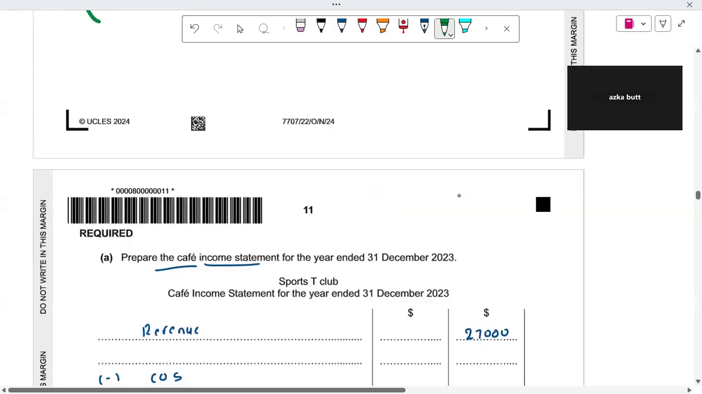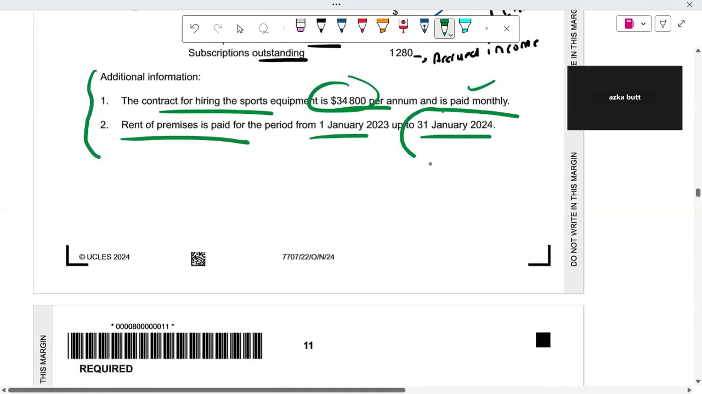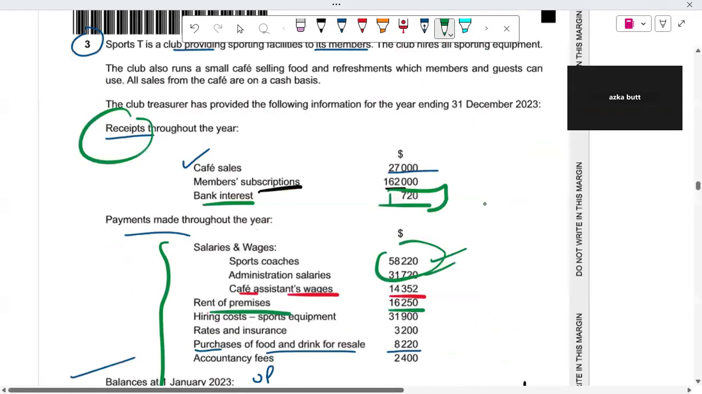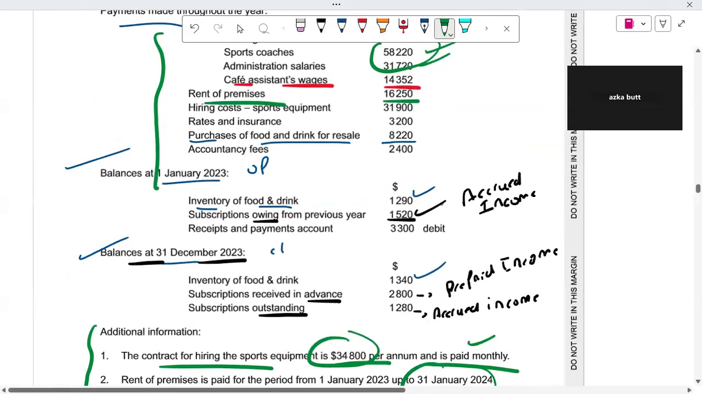But if you see that the year is ending on 31st December, but you have paid the amount till 31st January, it means that 1 month's payment is extra. It means that you paid this extra rent to your landlord, but this should not be part of this year's expense. That's why we need to deduct 1 month's payment. Okay, so first of all, rent payment is 16,250. First of all, divide it by 12.